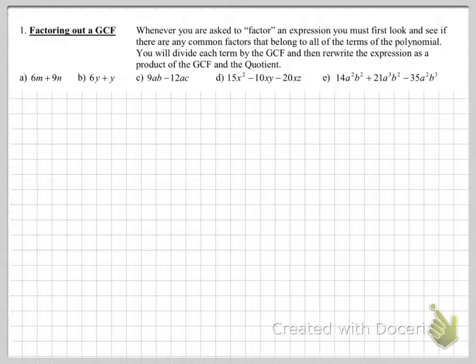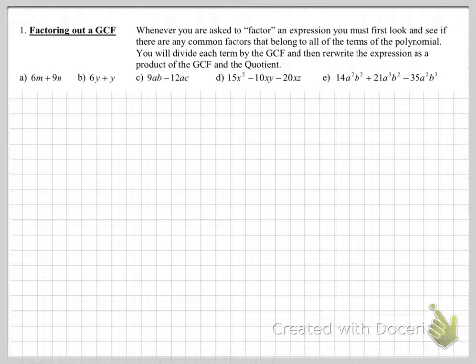First of all, let's review. First thing we did last week was look at factoring out a greatest common factor. And whenever you're asked to factor an expression, you must first look and see if there's any common factors that belong to all the terms. If there is, you can divide each term by the greatest common factor and then rewrite the expression as the product of the greatest common factor and the quotient.